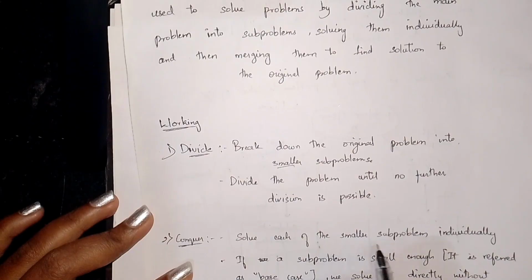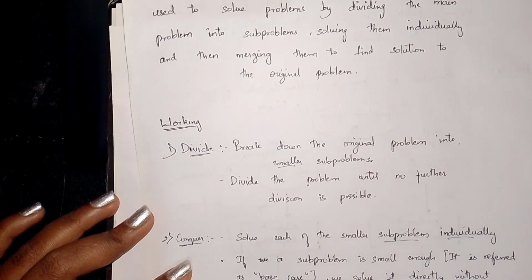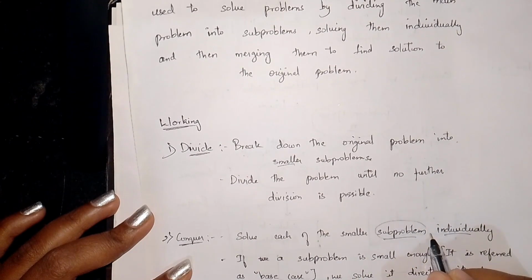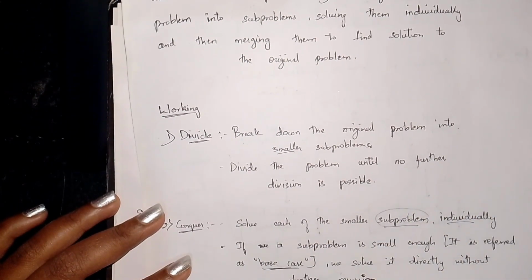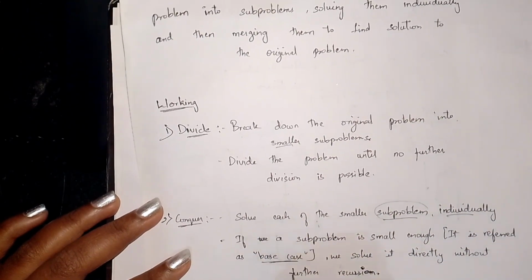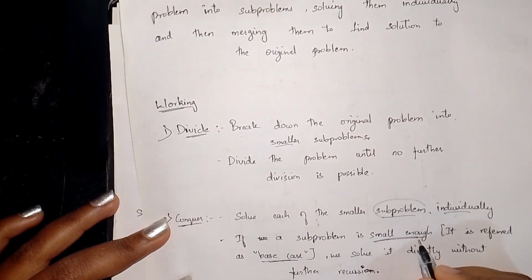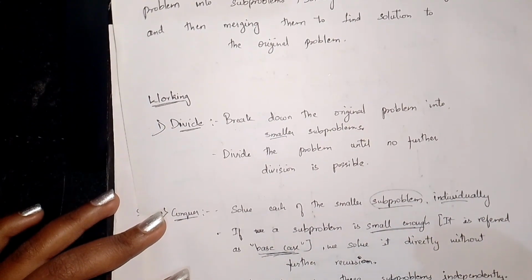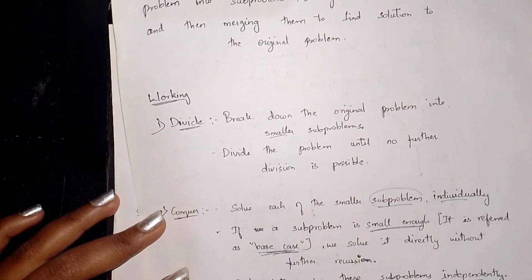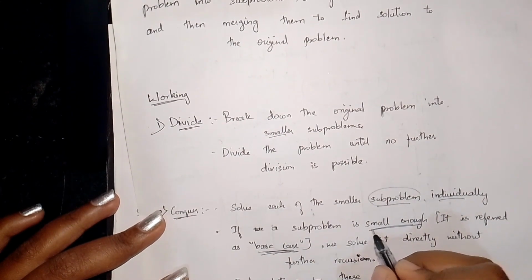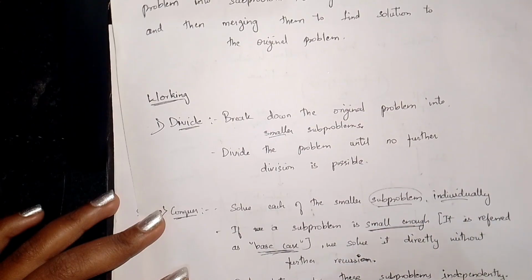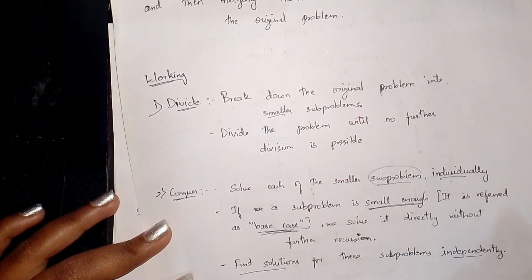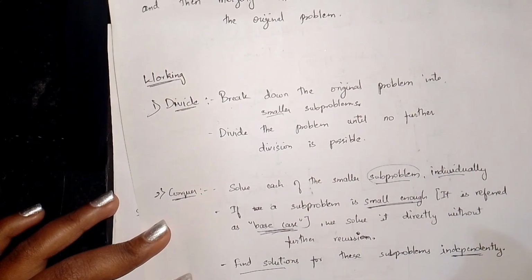In this step we have to solve the smaller sub-problems individually. When we divide the original problem, we get sub-problems, and we have to solve those sub-problems individually so that we get their solutions. When we get a small enough sub-problem, that is referred to as a base case, and no further division is needed because we have got the smallest sub-problem, and we solve it directly without any further recursion. After we get these small enough sub-problems, we solve them independently to find the solution.